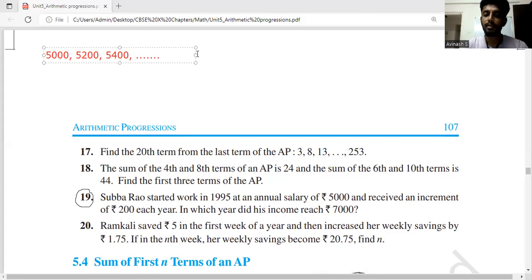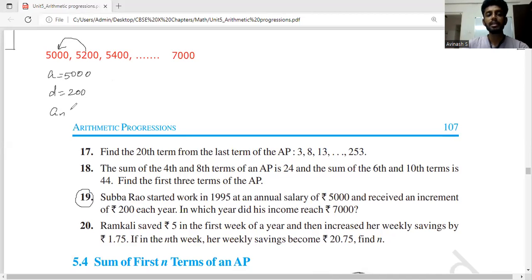He keeps working in the organization and after a few years, somewhere his annual salary, that's salary for a year, reaches 7,000. Now it is for us to find in which year his income reached 7,000. Like after how many years did the income reach 7,000? In this particular question, we know very clearly that the first term is 5,000. And we also know that the common difference is 200, because when we subtract any two consecutive terms, we get 200.